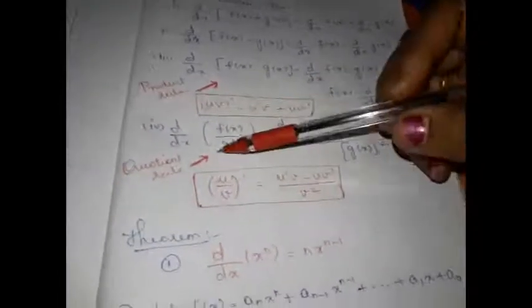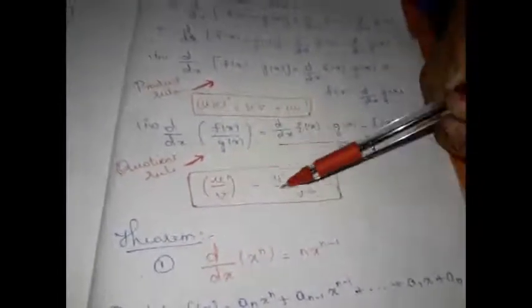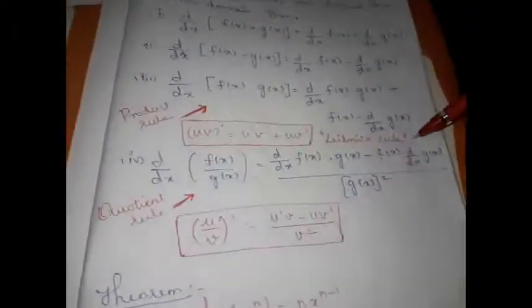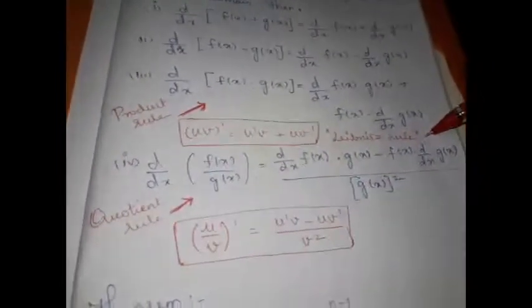What is the product rule? (uv)' is equal to u'v plus uv'. The quotient rule is (u/v)' equals (u'v minus uv') divided by v squared, right? The product rule is also known as the Leibniz rule.